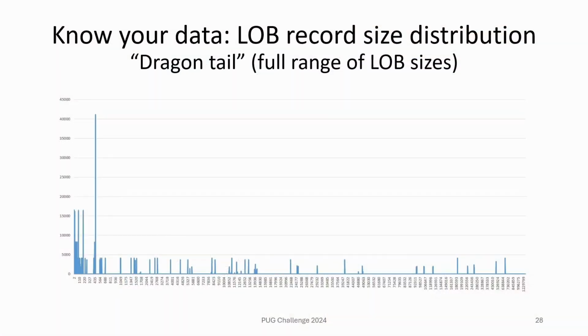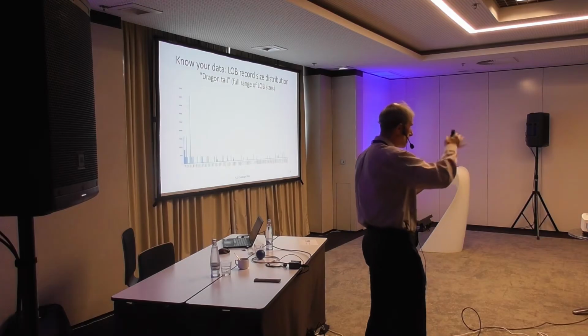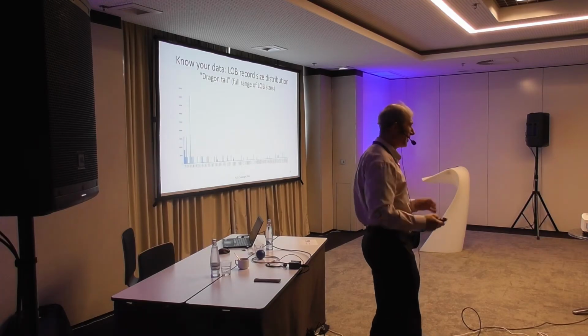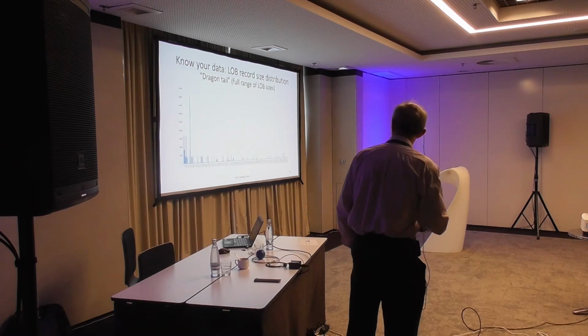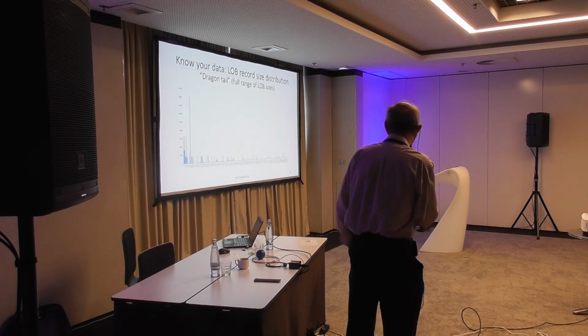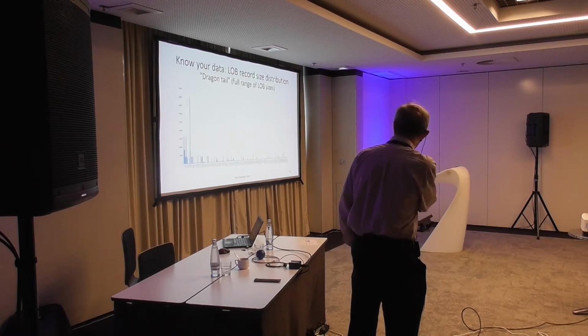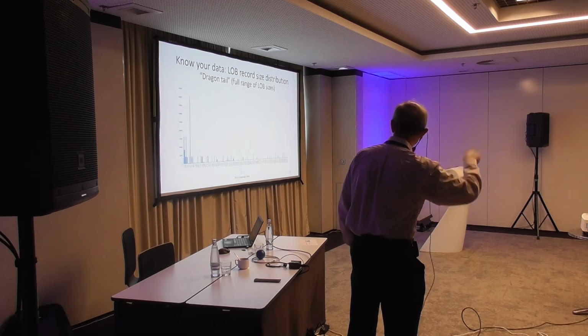Now, this is a different table, a table with a lob. And the lobs have a picture of record distribution very much like a dragon tail. Have you seen the cartoons where the tail of the dragon is like that? So the tails of the lobs, at least in my database, are always like that. They have humps all over it.